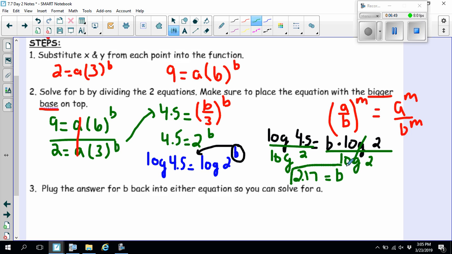Okay, now that we've got our b, our next thing is to solve for a. We're going to plug the answer for b back into either equation so you can solve for a. Once again, it doesn't matter which equation you plug it back into, because you'll get the same a value, but you might want to use the one that is easier to plug into. For that reason, I'm going to plug my b value back into the first equation we had. So 2 equals a times 3 to the b power.